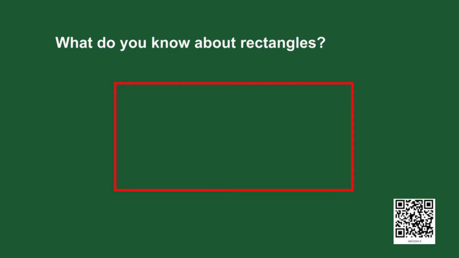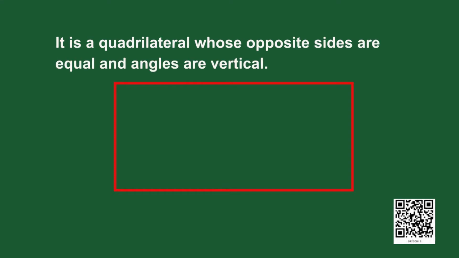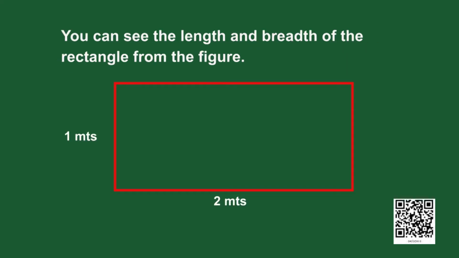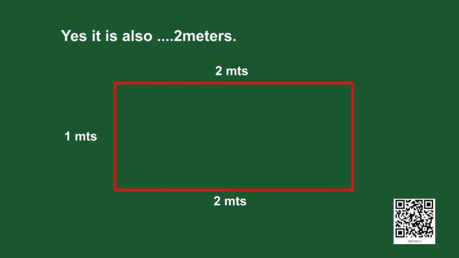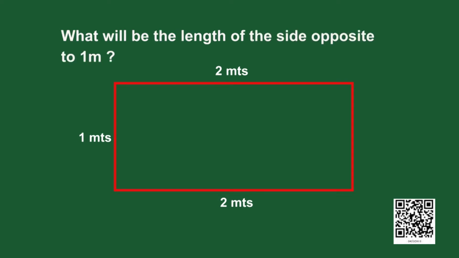What do you know about rectangles? It is a quadrilateral whose opposite sides are equal and angles are right angles. You can see the length and breadth of the rectangle from the figure. So, what would be the length of the side opposite to 2 meters? Yes, it is also 2 meters. What will be the length of the side opposite to 1 meter? Very good, it is also 1 meter.